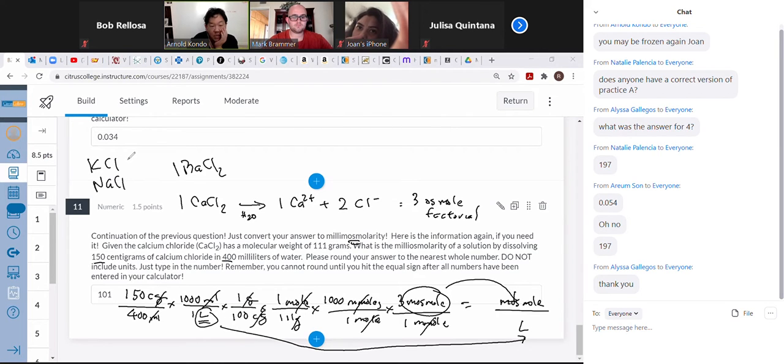So KCl, right? And sodium chloride. So each of these would be 2. This would be 3, just like calcium chloride. So those are the only 4 salts I would give you on an actual problem.